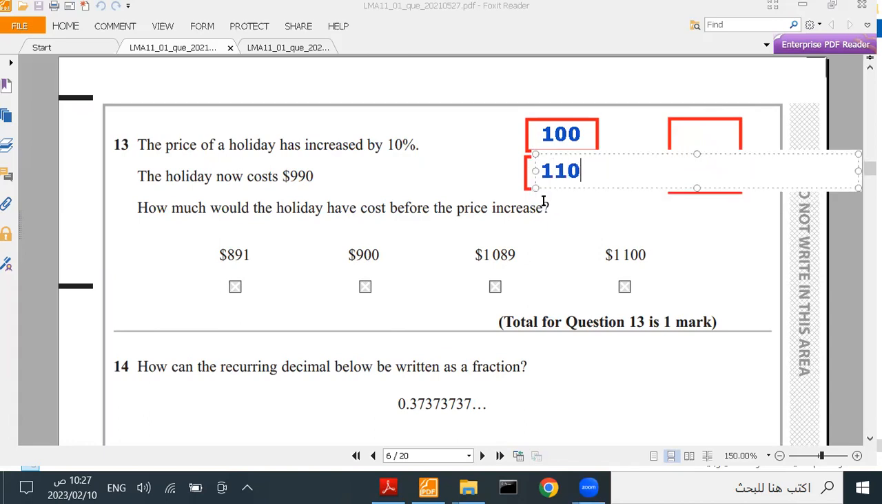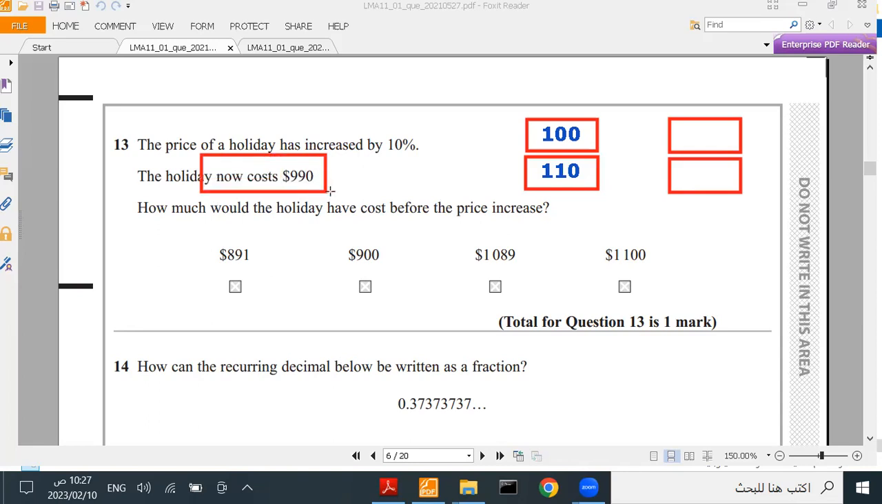Right? Now here, the holiday now costs. What does now mean? It means after the increase. Right? So I'll put it in front of 110. It's going to be 990. Then I do the x method.